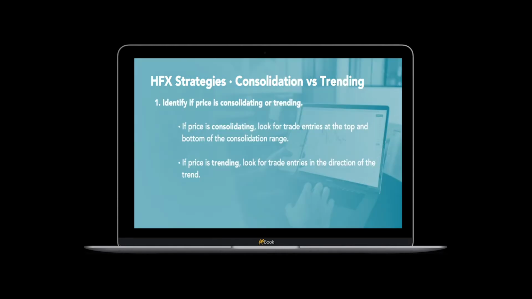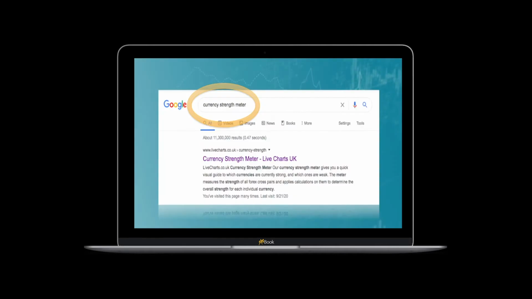Cash-Trap 2.0 is heavily based upon the first step in our 3 steps of trade success, which is to identify if price is consolidating or trending. If price is consolidating, look for trade entries at the top and bottom of the consolidation range. Within Cash-Trap, we want to look for arrows at the top and bottom of this consolidation range. If price is trending, we want to look for trade entries or arrows in the direction of the trend.